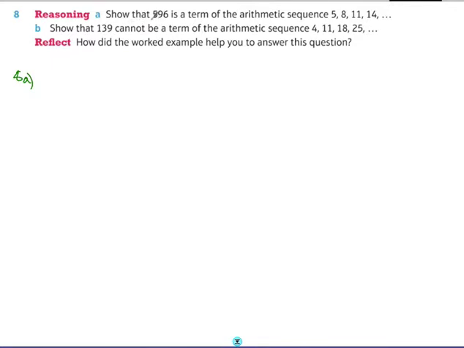Show that 596 is a term of the arithmetic sequence. What this means is that somewhere along the sequence 596 is going to appear, and we need to show that it does. The first thing you've got to do is work out the general formula for this sequence. The common difference is 3.